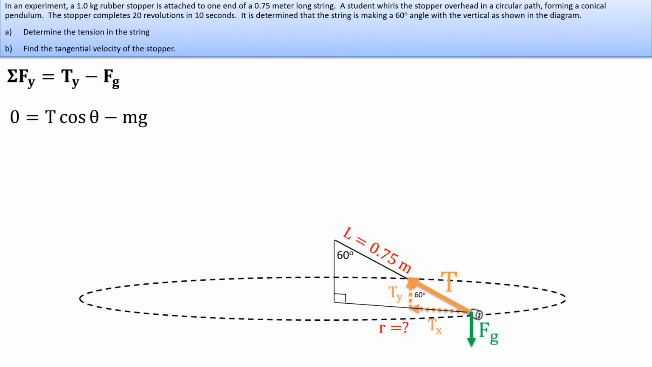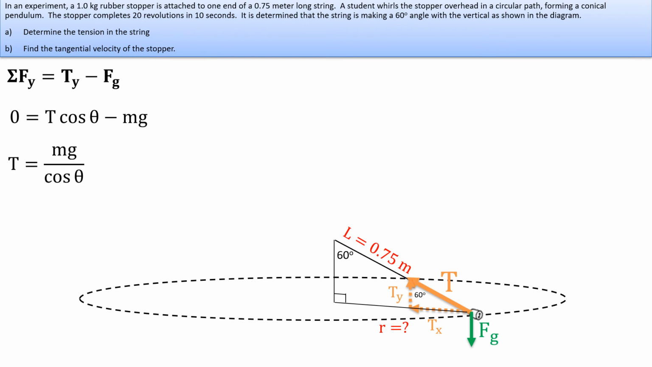T is adjacent to the 60 degrees. So since we have adjacent and the hypotenuse, we're going to use cosine. And yes, that's different from the shortcut that's in your reference table. But in this case, because they give you this angle here, you could say T is cosine theta. If you wanted to, you could obviously find this angle and do it differently, but we'll just stick with what they gave us. They gave us this 60-degree angle, so we'll stick with that. And then obviously Fg is equal to mg.